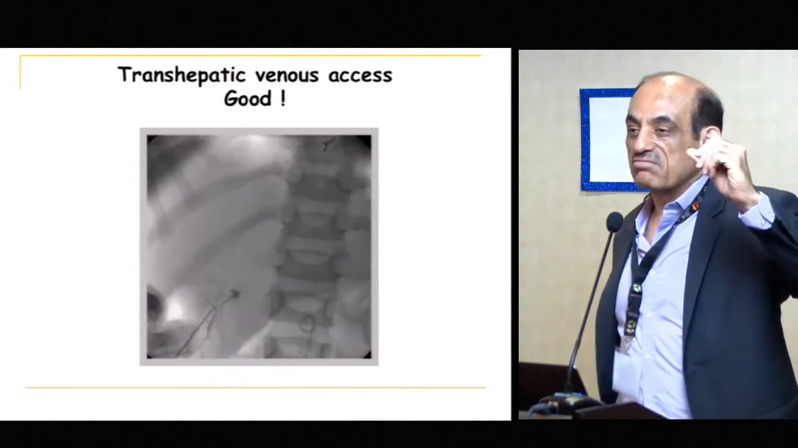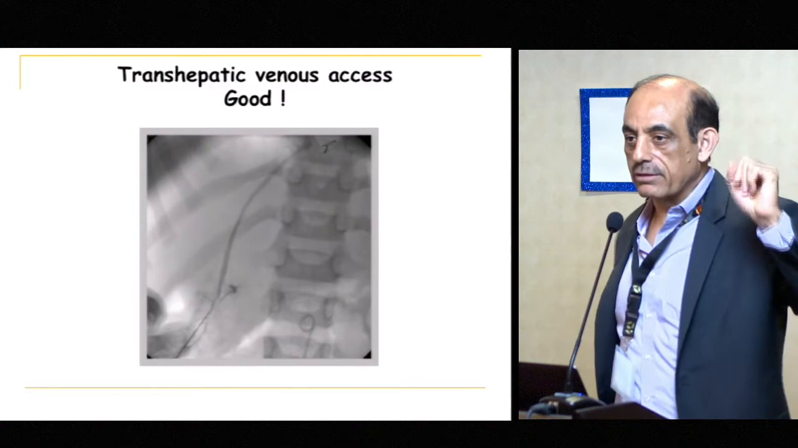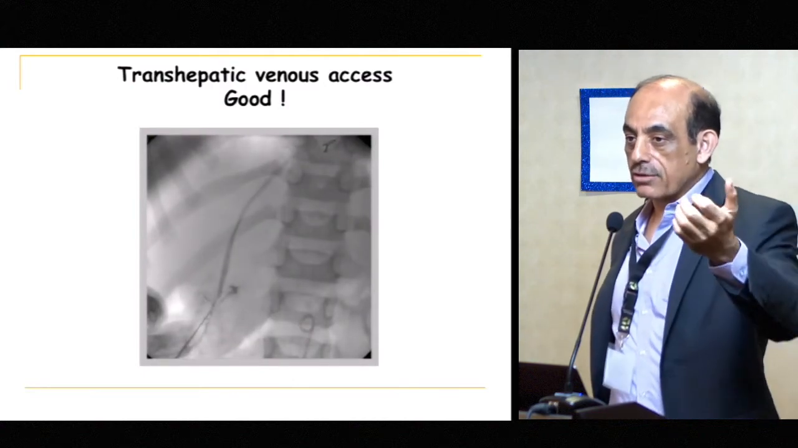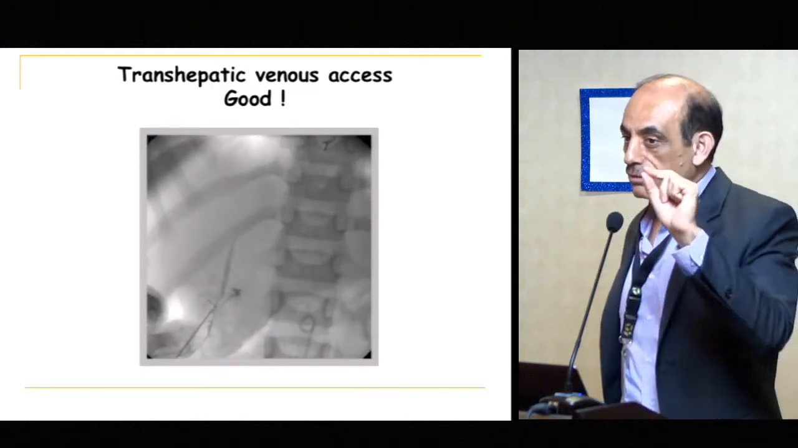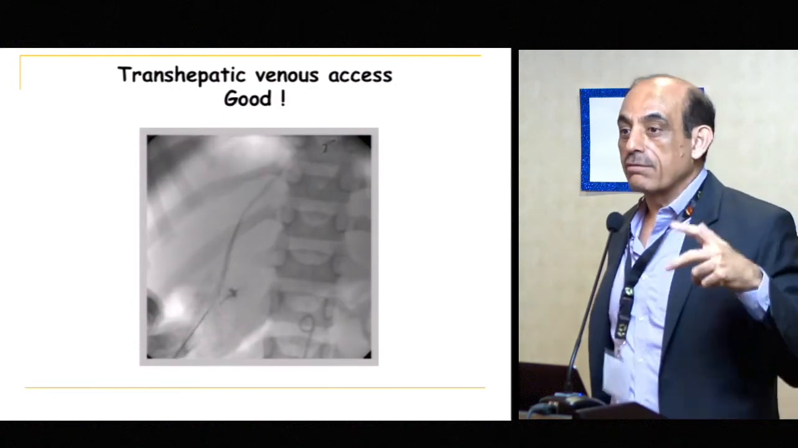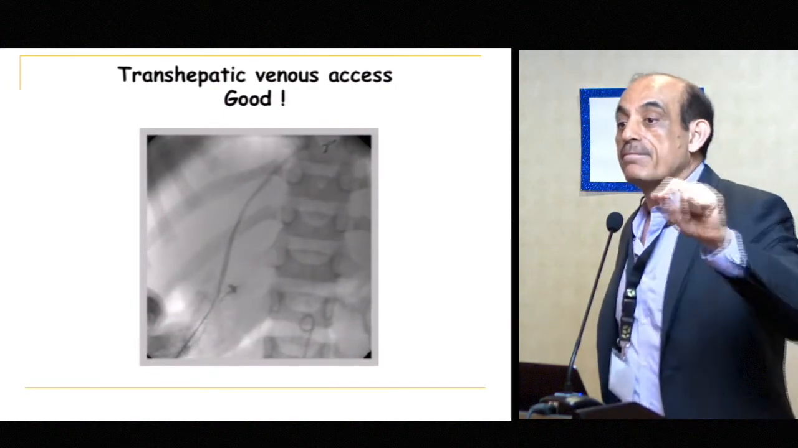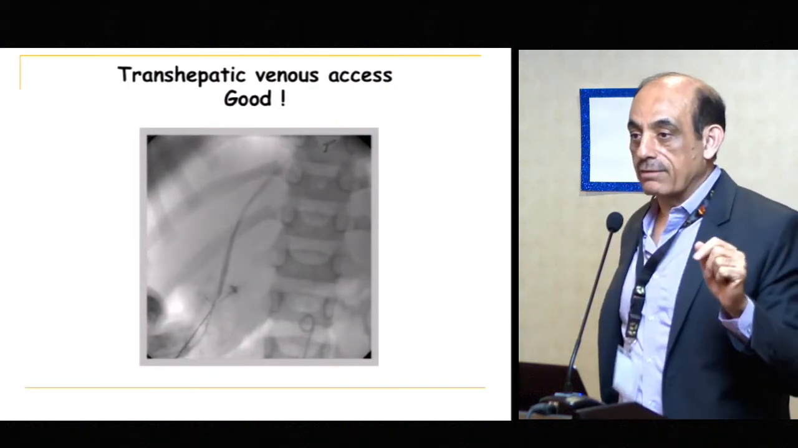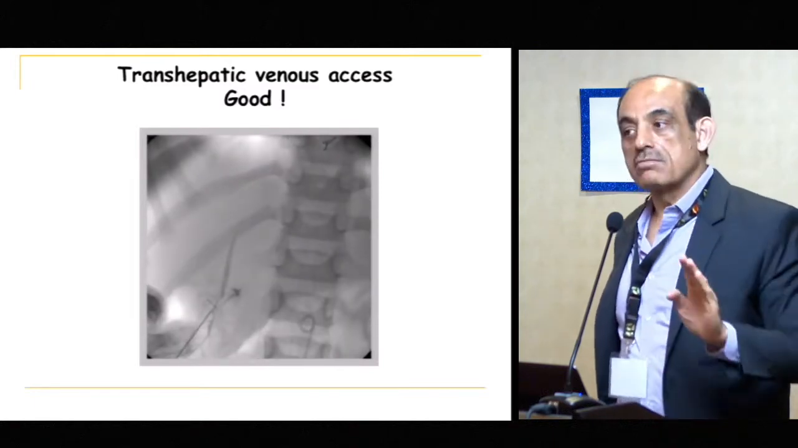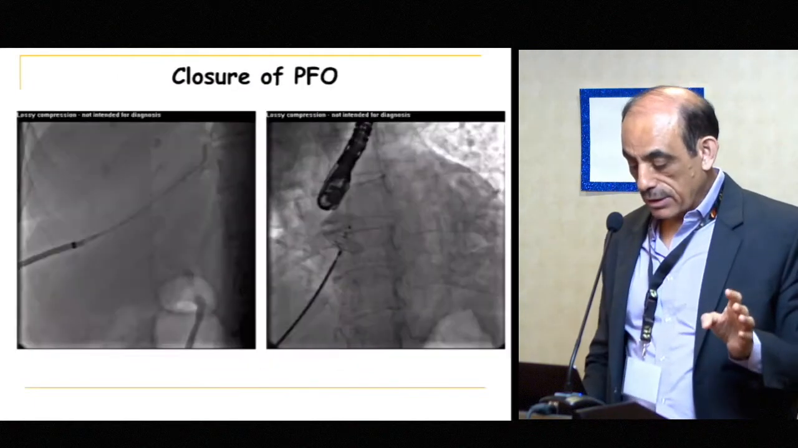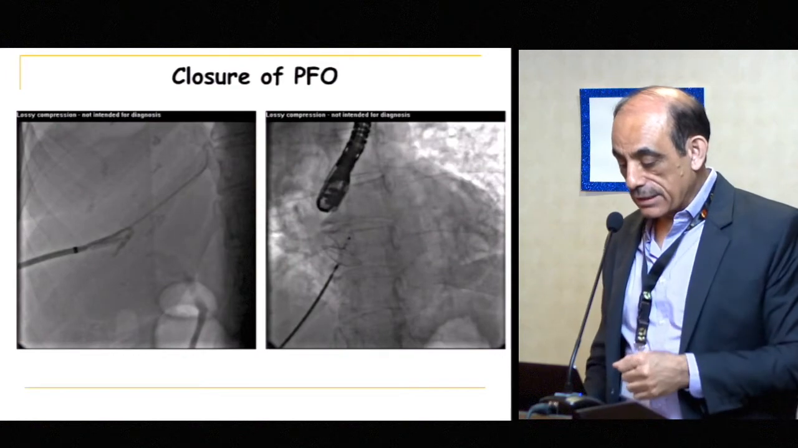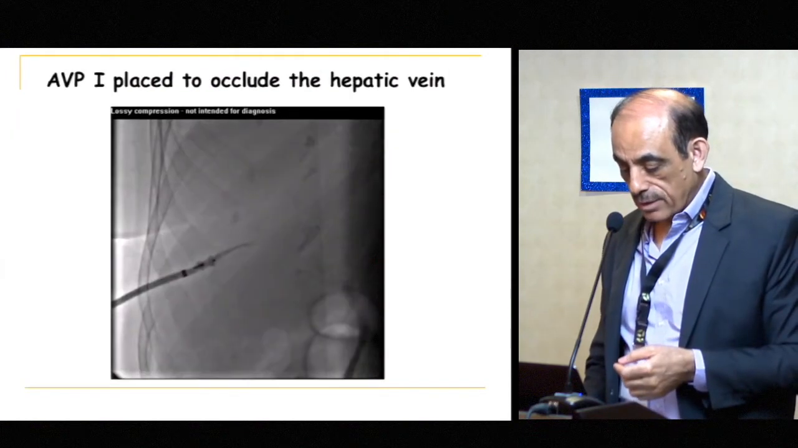When you inject, contrast stays there, so you're in the liver parenchyma. When you inject, the contrast goes towards the liver, you're in one of the hepatic arteries. When you inject, the contrast goes towards the right atrium, you're in the hepatic vein. That's where you want to go. Advance your wire and then do it. So this is a patient where I closed an ASD, PFO actually.